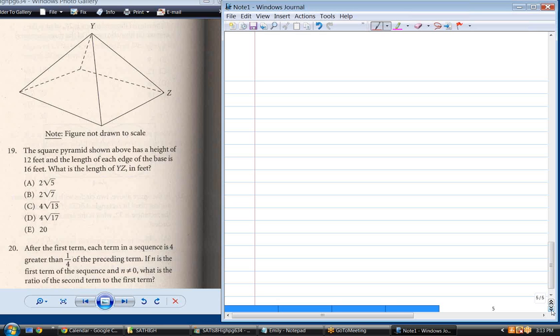So it's the base, the height of 12 feet, the length of each edge. Do I even need the height in this? Well, this is a tough problem. This is the eventual triangle we want to look at.